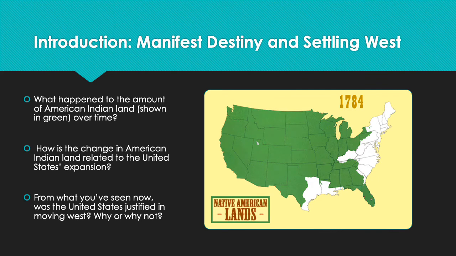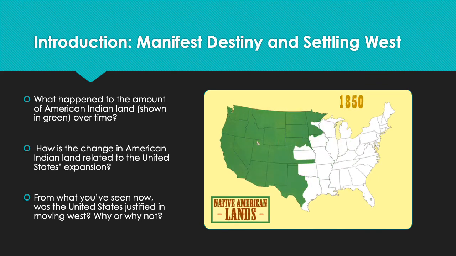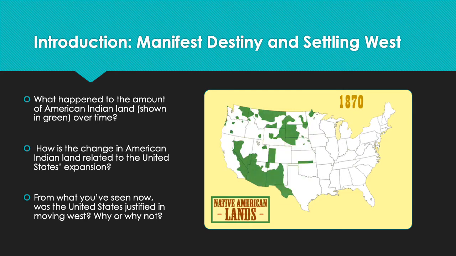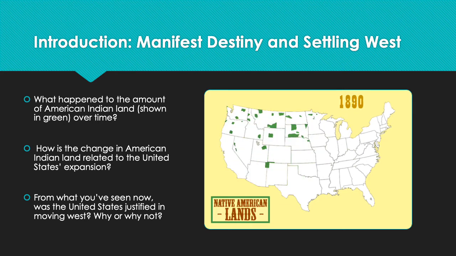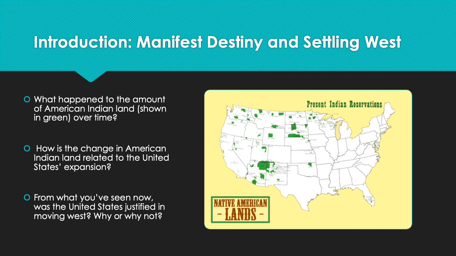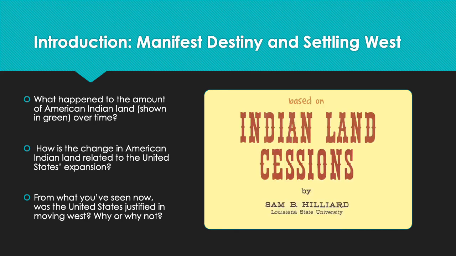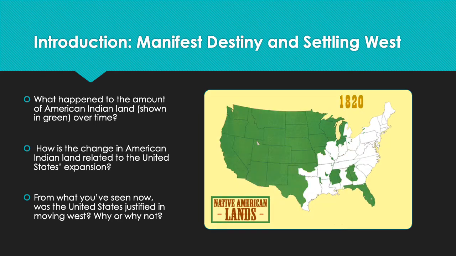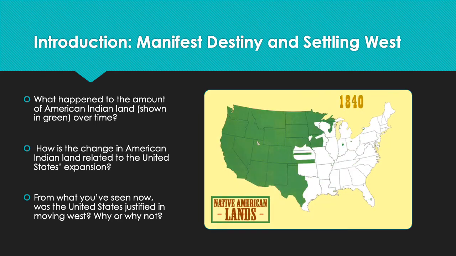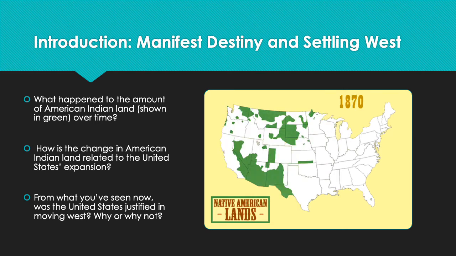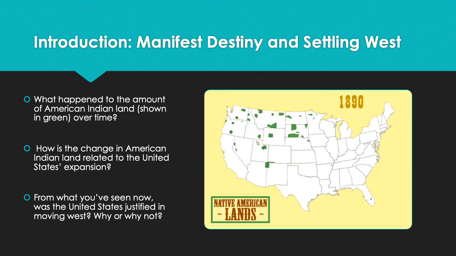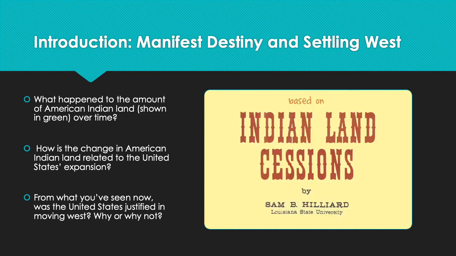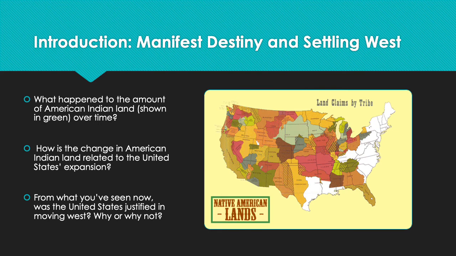So moving into another map, all right, this one's a little bit different because it's going to show the change over time without you having to really mess with it. So I'll let this run for a little while and you can kind of pause it and skip through it as necessary. But the questions I want you to keep in mind as you're looking at this map as it changes is, what happened to the amount of American Indian land, which is shown in green, over time, right? How does it change over time? Is it getting bigger? Is it getting smaller?